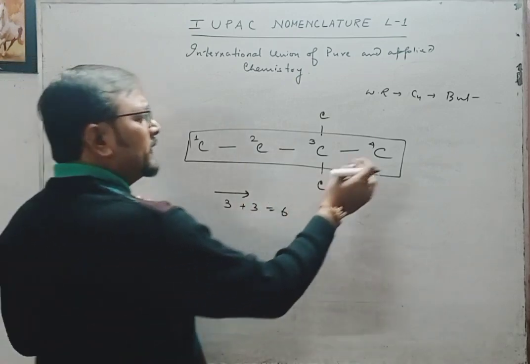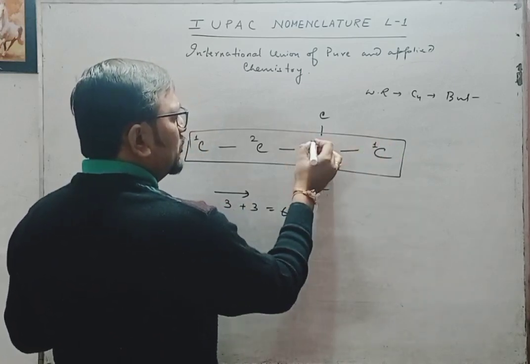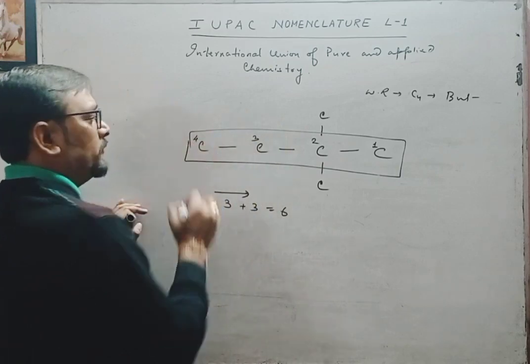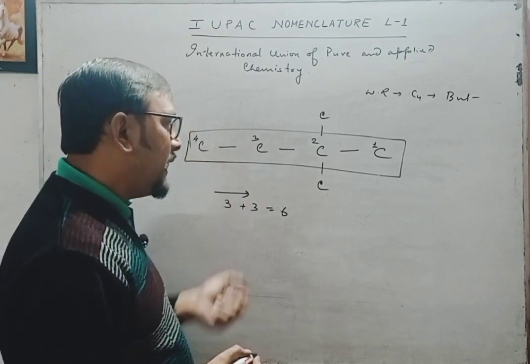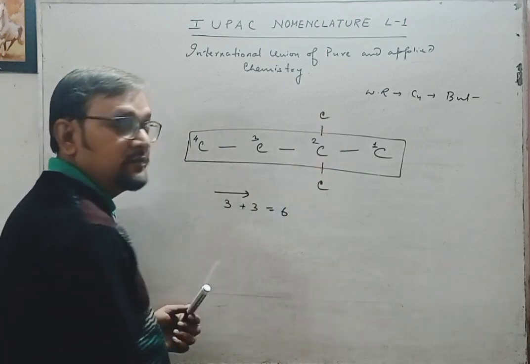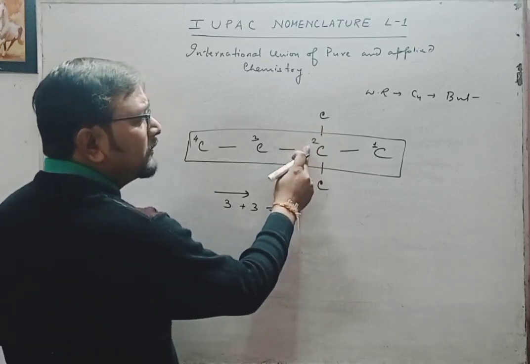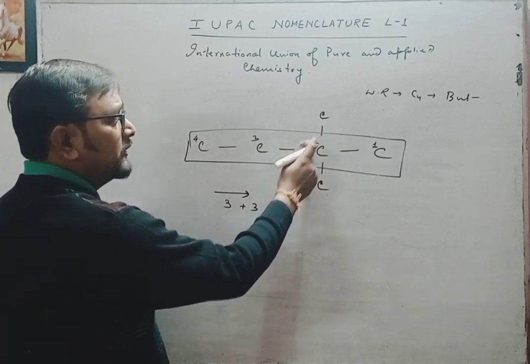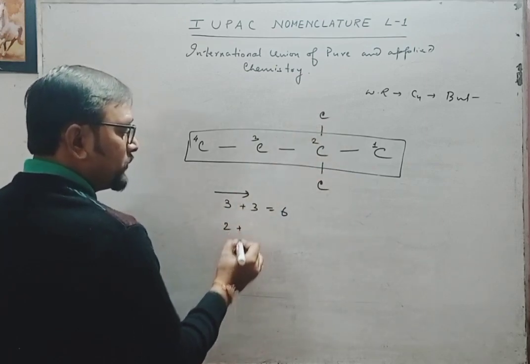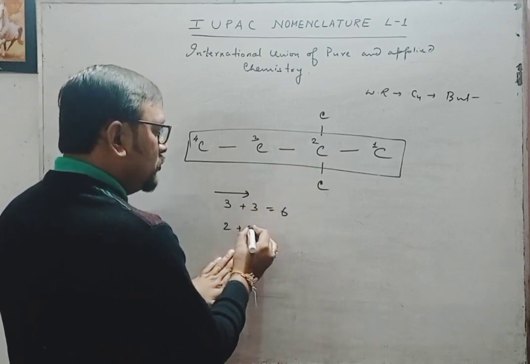Now let us try from this side. Suppose I have started from 1, 2 and then 3 and then let it be 4. Okay, then what will happen? Now the substituent number has changed. So what is the number we are getting? The first locant for the first substituent here is 2. We'll add up. Another substituent locant is 2.